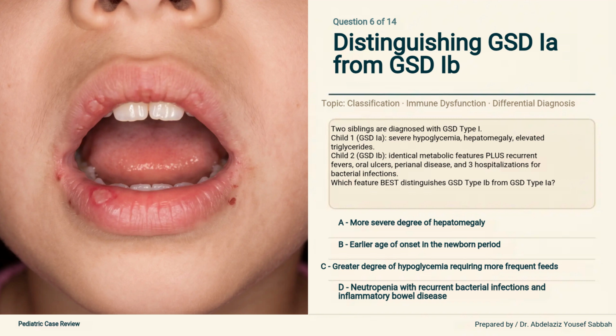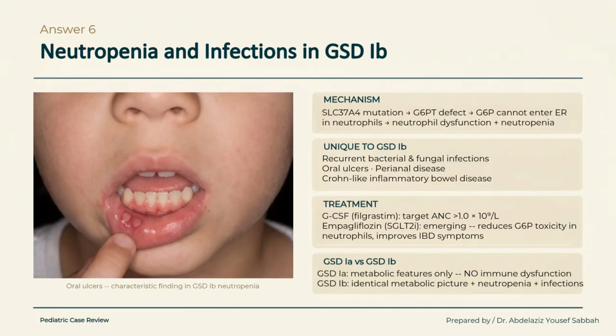Option A, a more severe degree of hepatomegaly. Option B, an earlier age of onset in the newborn period. Option C, a greater degree of hypoglycemia requiring more frequent feeds. Option D, neutropenia with recurrent bacterial infections and inflammatory bowel disease. The correct answer is option D, neutropenia with recurrent bacterial infections and inflammatory bowel disease.